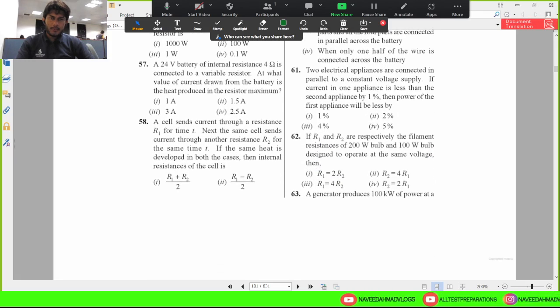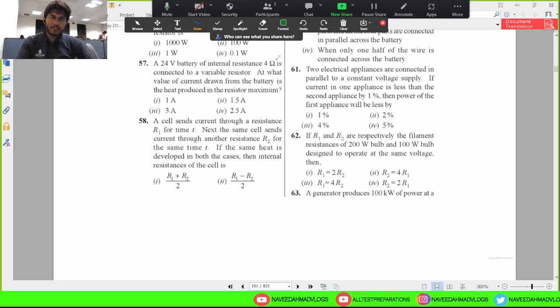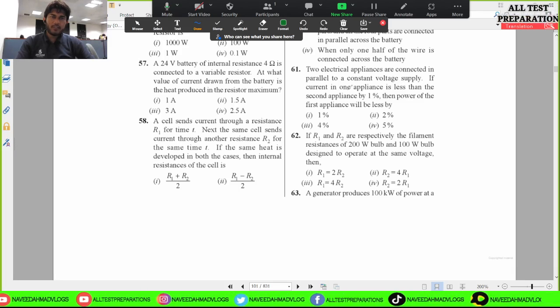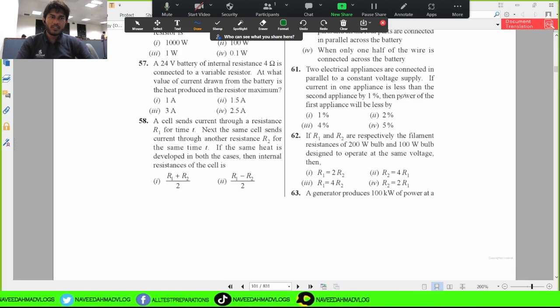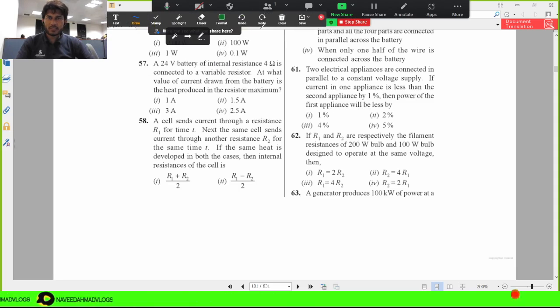Okay, so MCQ 61: two electrical appliances are connected in parallel to a constant voltage supply. The voltage is constant. If the current in one appliance is less than the second appliance by 1%, then the power of the first appliance will be less by how much? You need to find the answer in percentage.